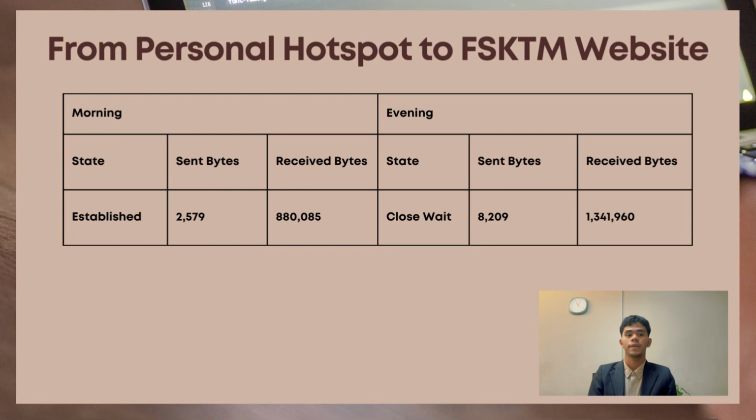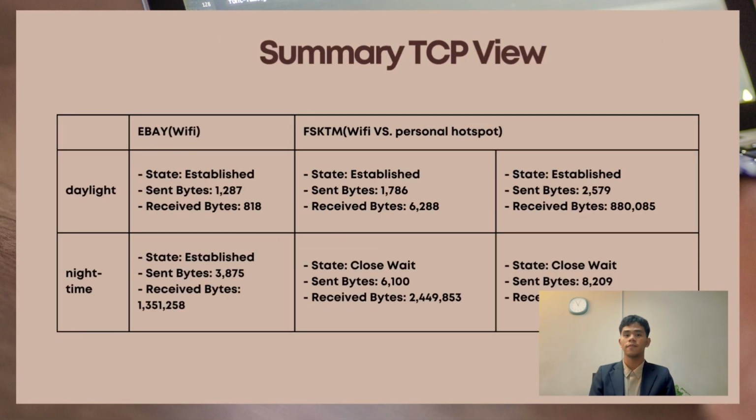So in summary, the data shows that it is likely to have better transmission of network communication in the morning than in the evening. Moreover, the personal hotspot connection involved a greater volume of data transfer in both sent and received bytes, highlighting potential differences in network usage and activity during nighttime.